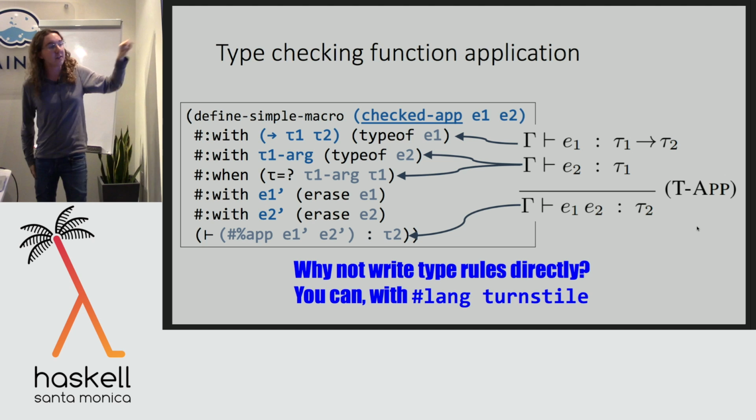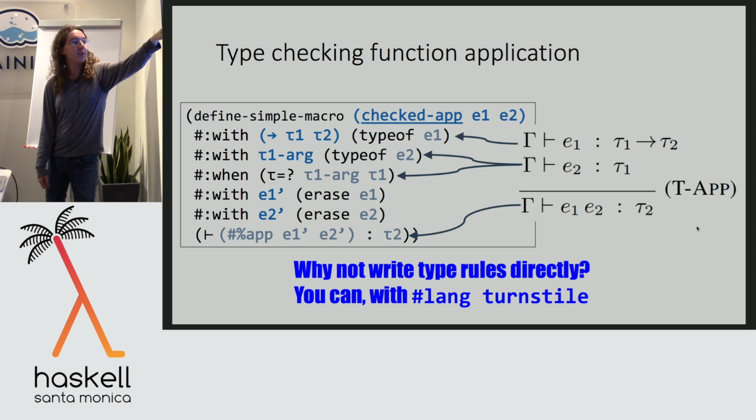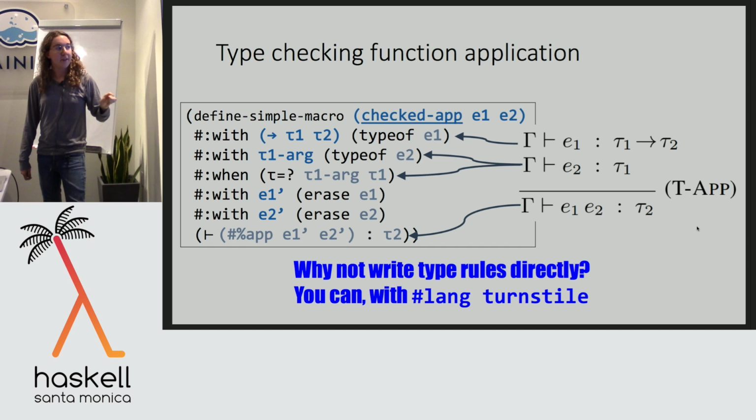So each one of these with clauses is a pattern match. It says pattern match this to be this thing on the right. When is a condition, so if these things aren't true, the macro expander will backtrack. What this lets you do is get the type of E1, which is the first argument to this checked application, and destructure it, say that it has this type, an arrow type, and the two arguments are T1 and T2.